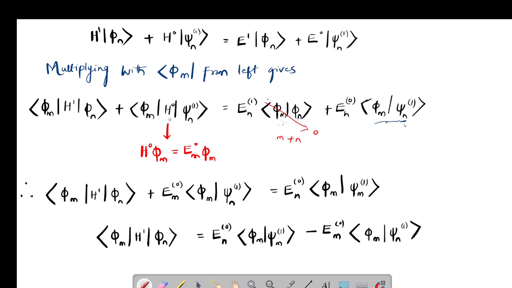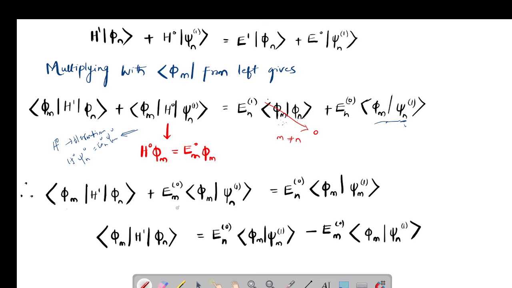And here, H naught is what? H naught is Hermitian. In the earlier class itself, we have said H naught is Hermitian. So, we can write this as H naught psi n naught equals E n naught psi n naught, isn't it? So, this can be written as E n naught inner product of phi m and psi n power 1. So, we have written the first term as it is, and the second term we have written as E m naught into phi m into psi n power 1, which equals 0. The first term is 0, and the second term as it is we have written.